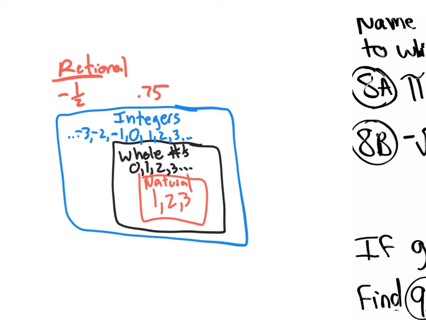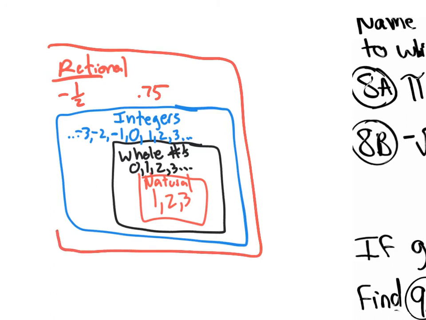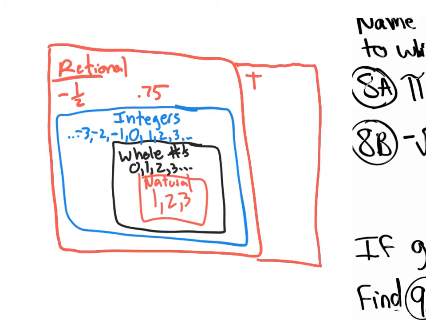Now, they still make sense. Rational numbers still make sense. Like, you know what negative half means. You know what 75 cents means. But then you have these other numbers over here. Irrational, that's right.